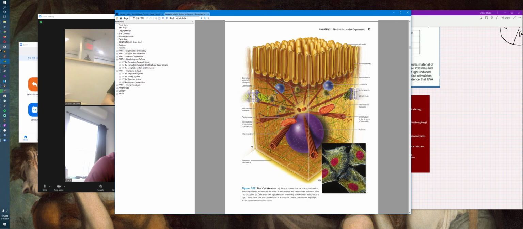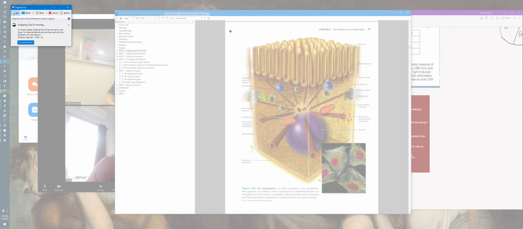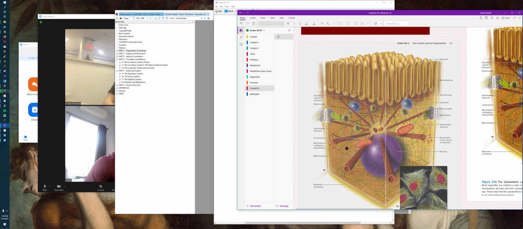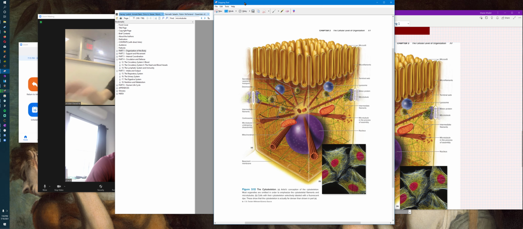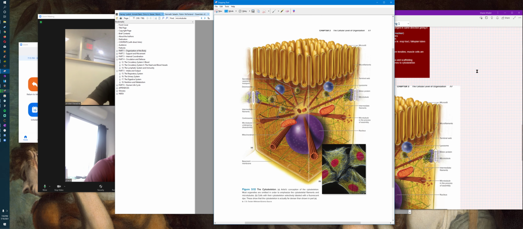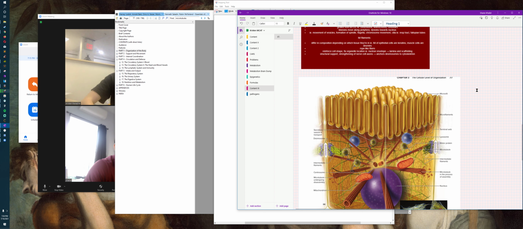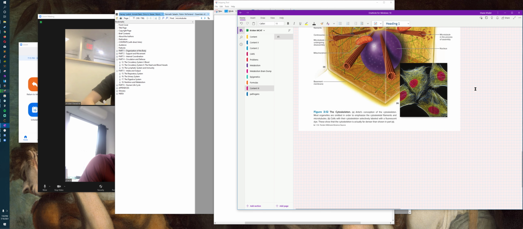Oh, here, I found a great picture. Why do we care that they travel along there? Oh, because I guess if they ask you things about the direction of something that moves it, I think kinesins move it towards the periphery, dyneins towards the nucleus. Hmm. Yeah, so let's see.